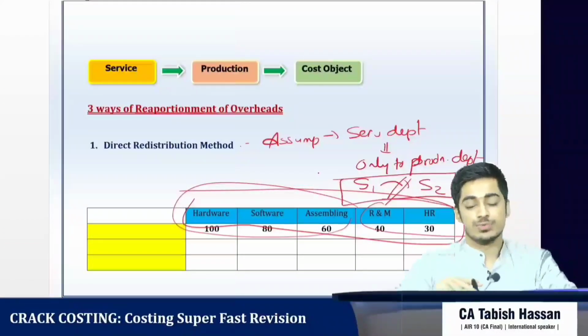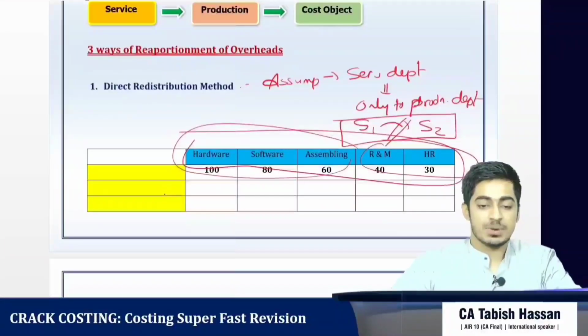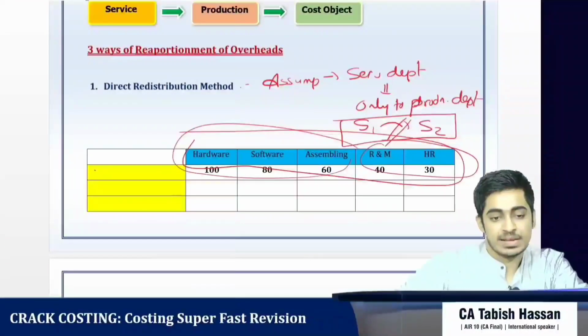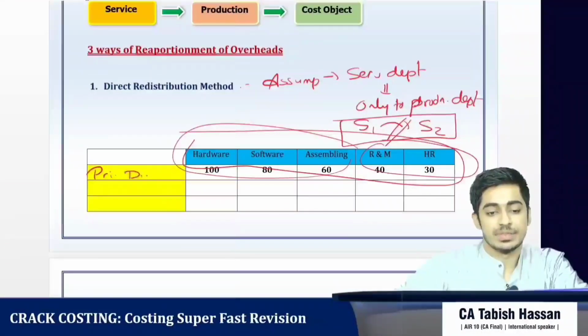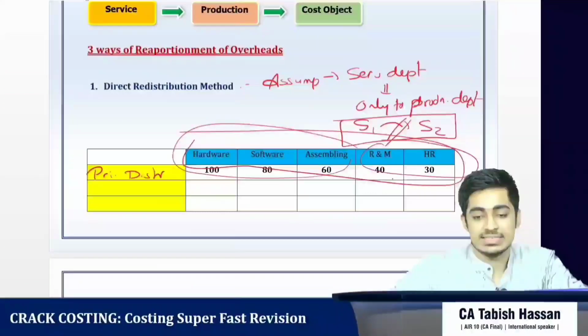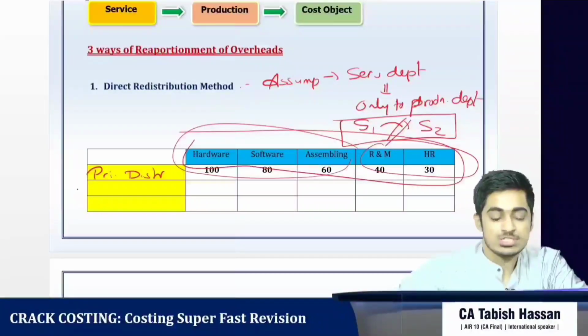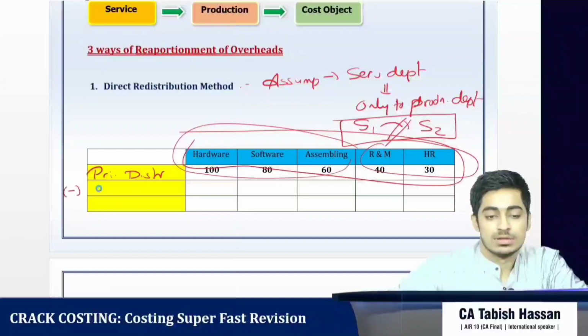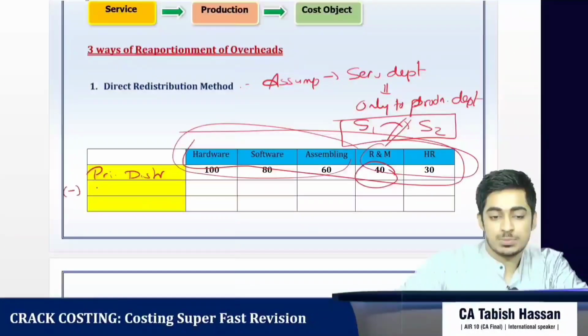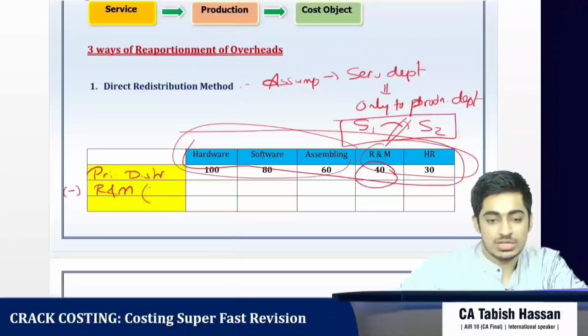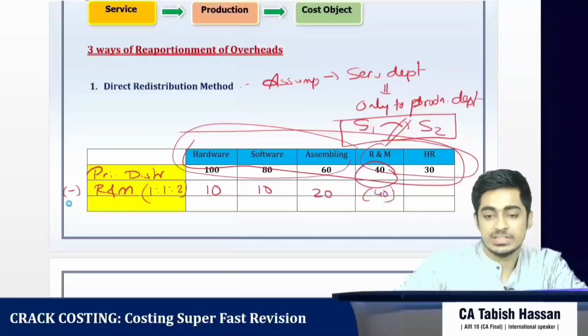There is no service. This is the assumption. Say for example, as per primary distribution, that is allocation plus apportionment, the total overheads are 100, 80, 60, 40 and 30. It's simple. First, we can take any department. Let's first reapportion the cost of repairs and maintenance, say on the ratio 1:1:2. So we add 10, 10, 20, and eliminate this 40 here.